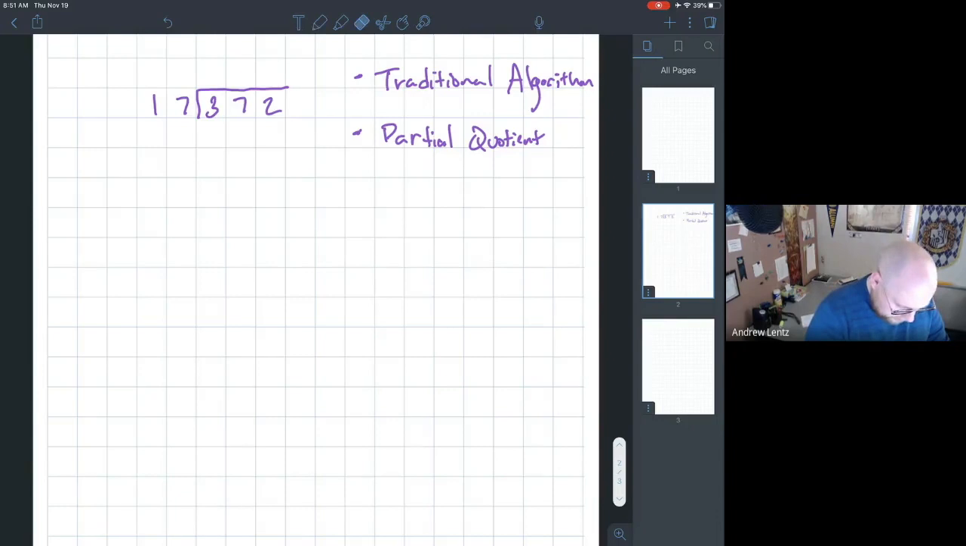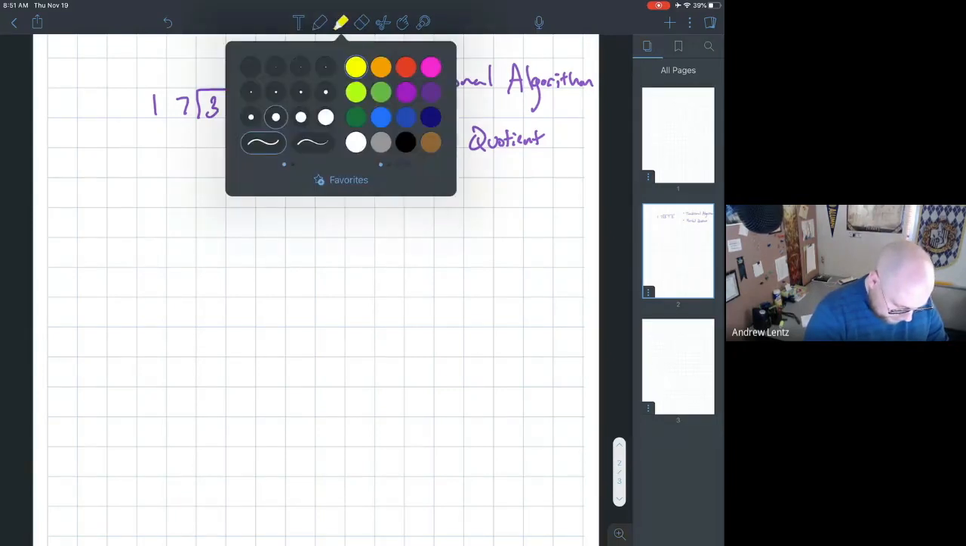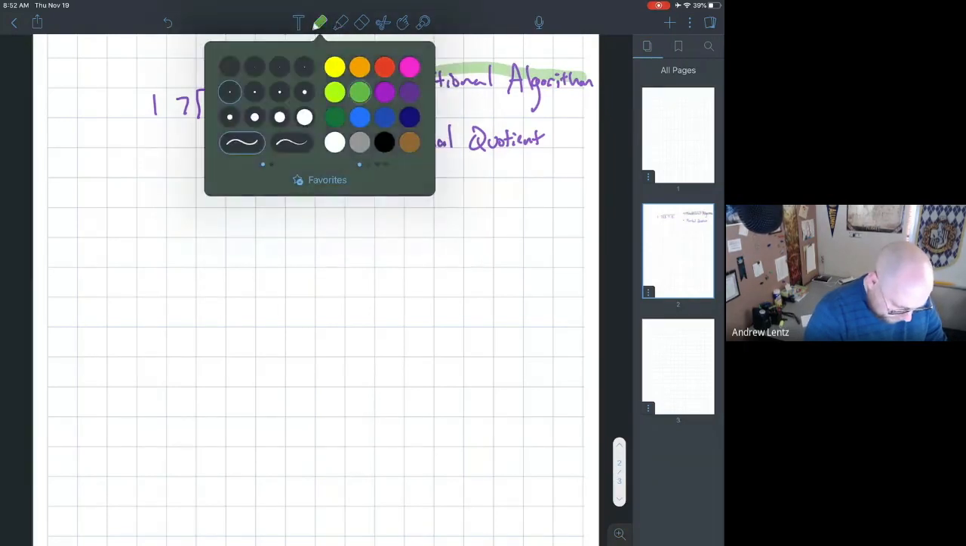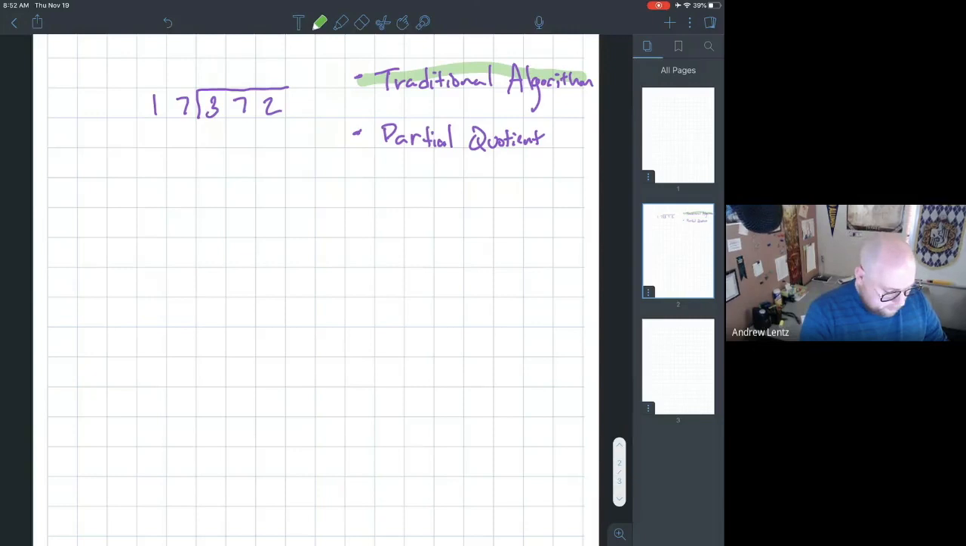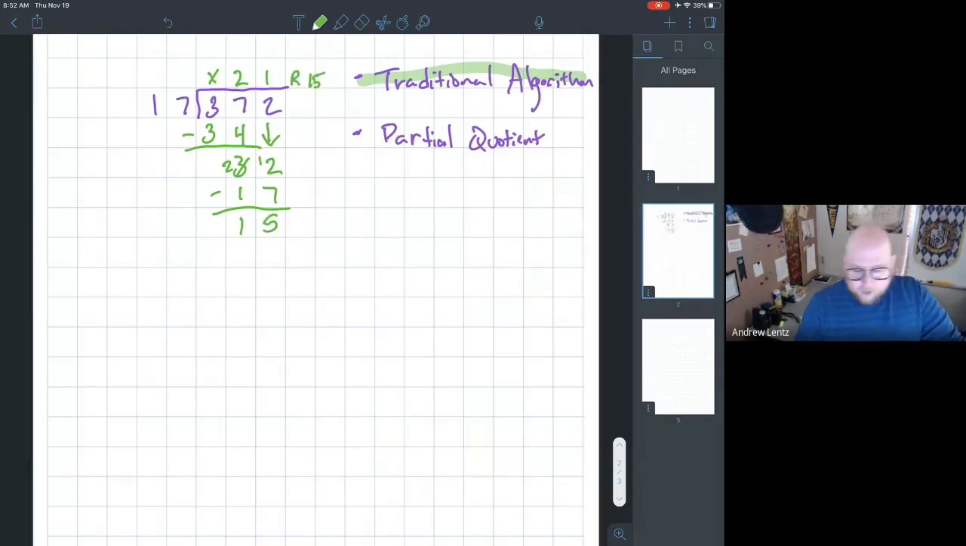So for example, traditional, let's do the traditional in green. 17 does not go into 3. 17 goes into 37 twice. 2 times 17 is 34. Let me know in chat if this looks familiar. 32, it goes in 1 time. 17, subtract, 15. You would say something like this: 21 remainder 15. Okay? How many of you do it this way, the traditional way?